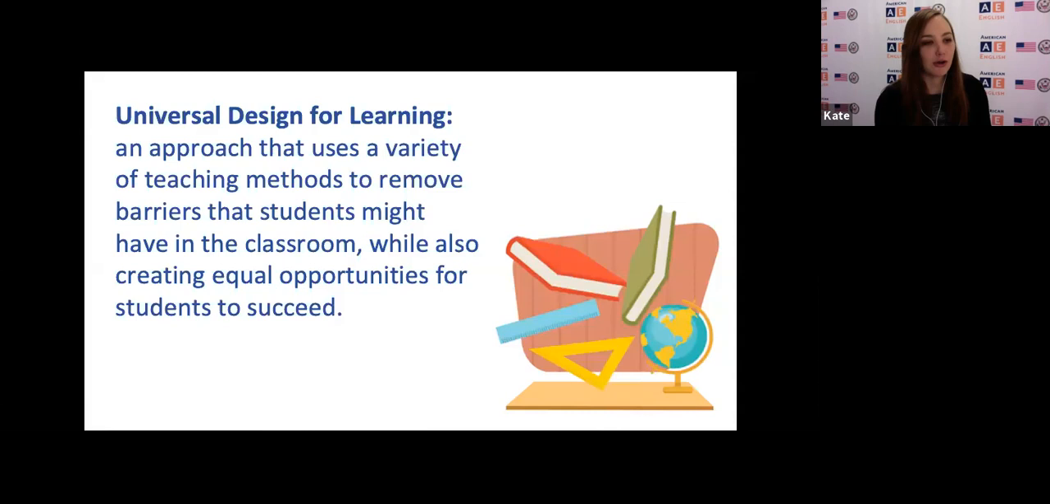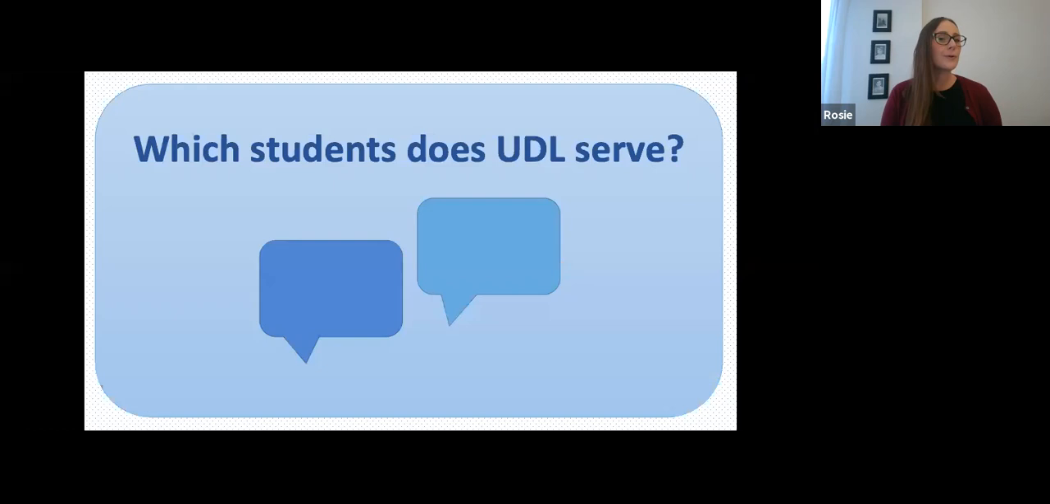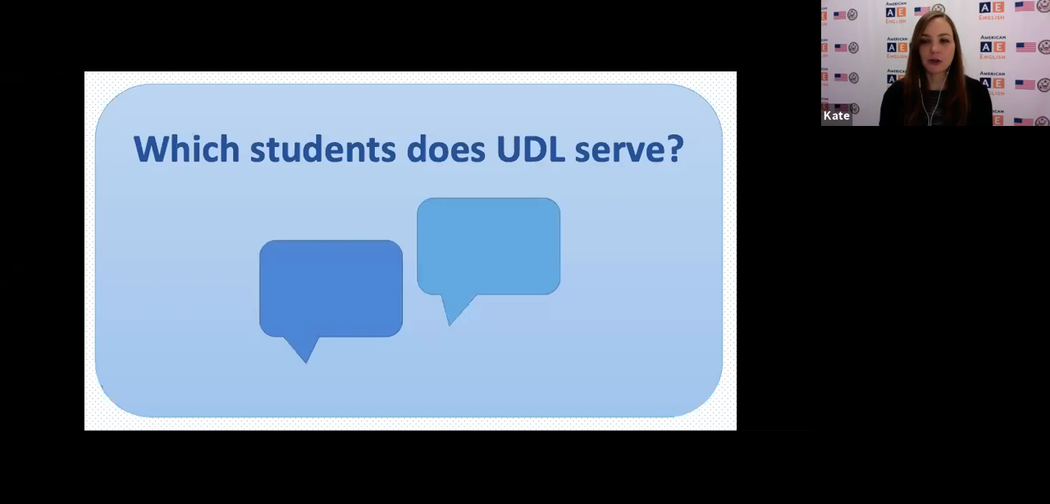Great, great. Yes. Excellent. So who are the learners and who would UDL serve in this context? Which students does universal design for learning serve in the classroom? What do you think, audience? Let's see, language learners, a target group, everyone, all kinds of learners. I see a lot of people saying everyone, all students. Is that the right answer, Rosie?